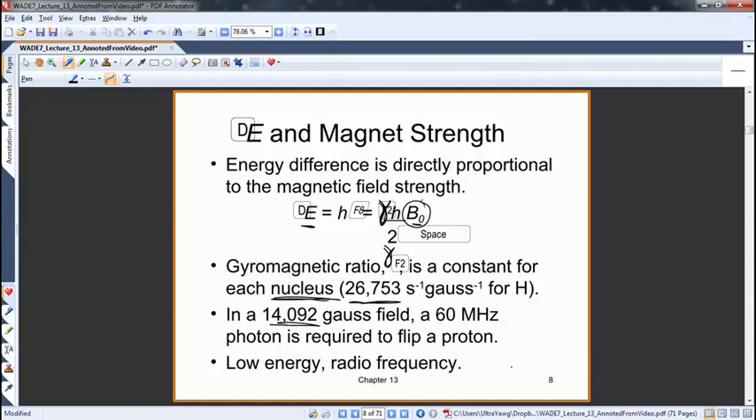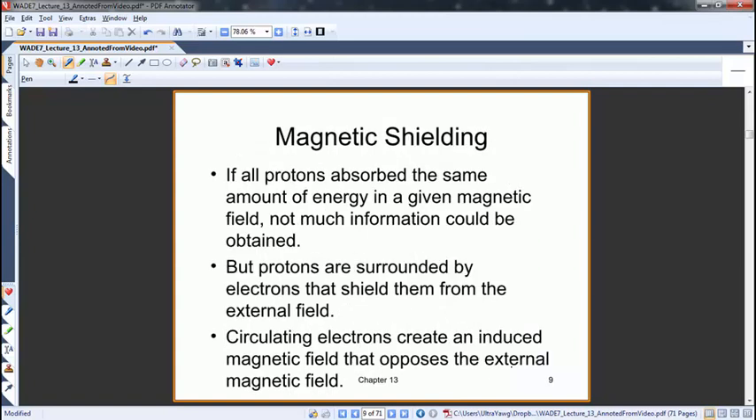I don't care about that, and neither does the ACS exam, so I'm just going to blow over this because we're not trying to become proton NMR spectroscopists and professionals here. We just want to know, how does it work? How do we use it? How is it useful for us? Okay. There is a little bit of a problem with this, though, right?